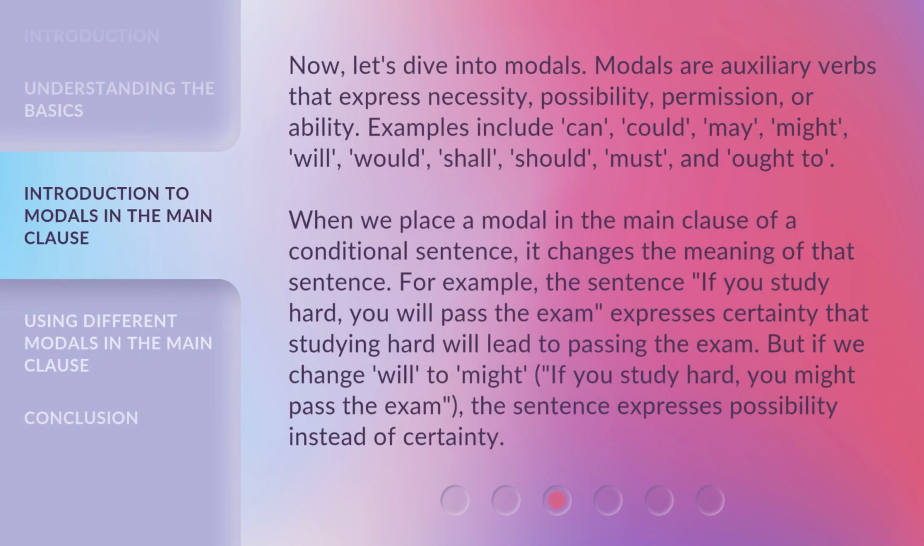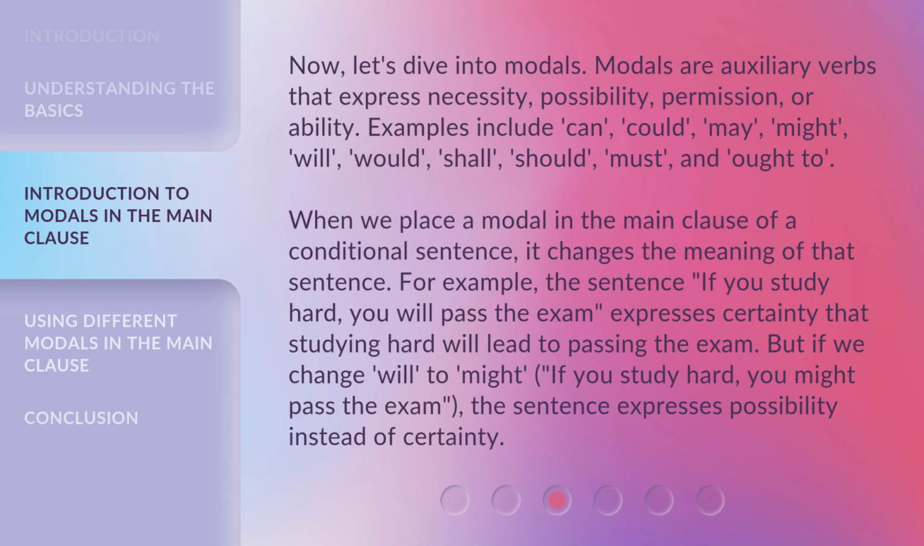Now, let's dive into modals. Modals are auxiliary verbs that express necessity, possibility, permission, or ability. Examples include can, could, may, might, will, would, shall, should, must, and ought to. When we place a modal in the main clause of a conditional sentence, it changes the meaning of that sentence.